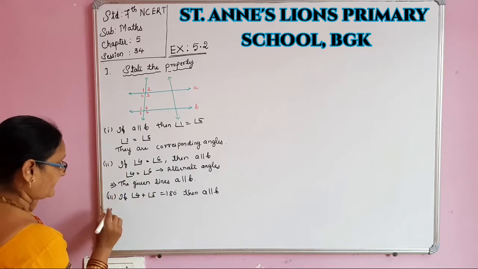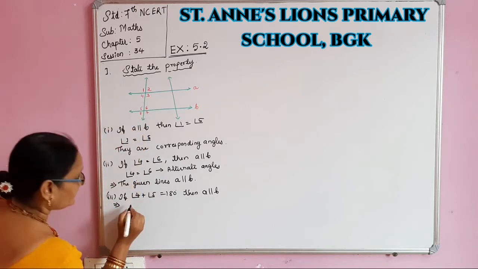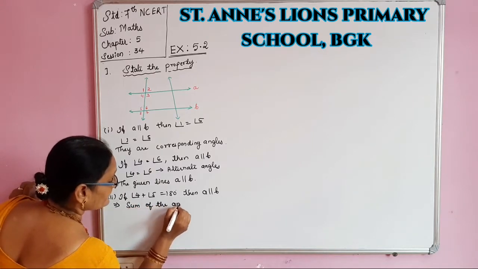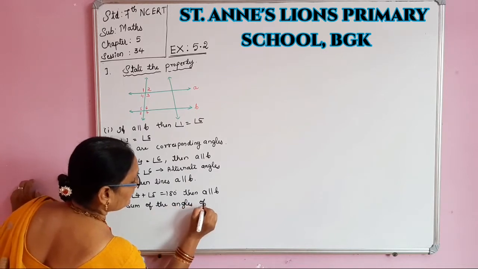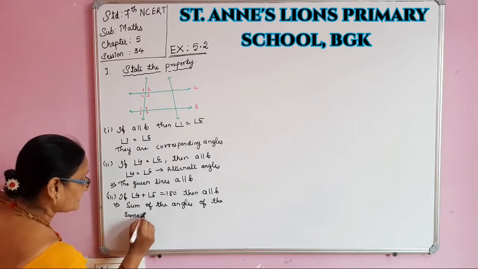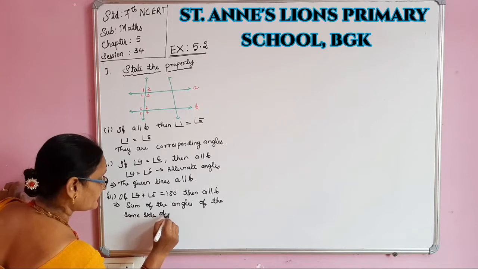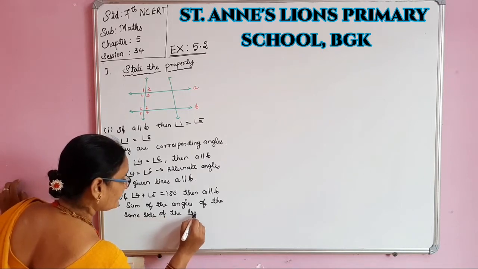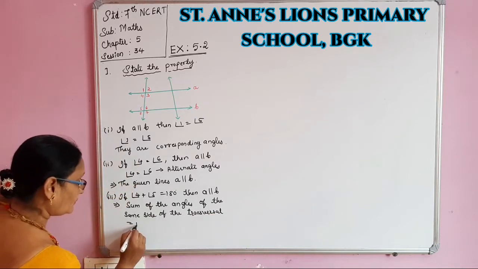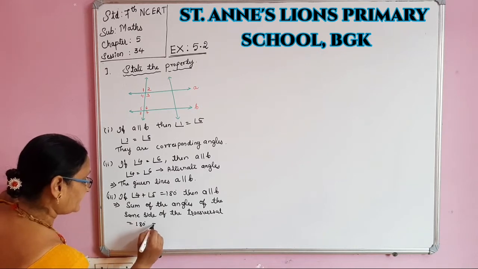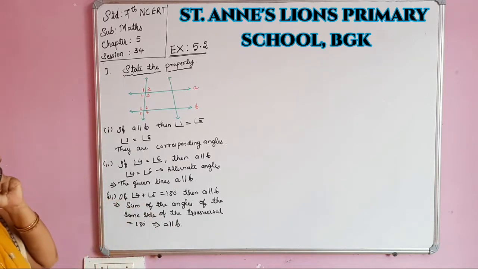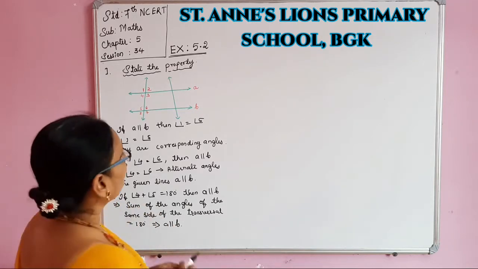Yes, this implies that the sum of the angles on the same side of the transversal equals 180 degrees. That implies that A is parallel to B. This is the first one. Now the second one.